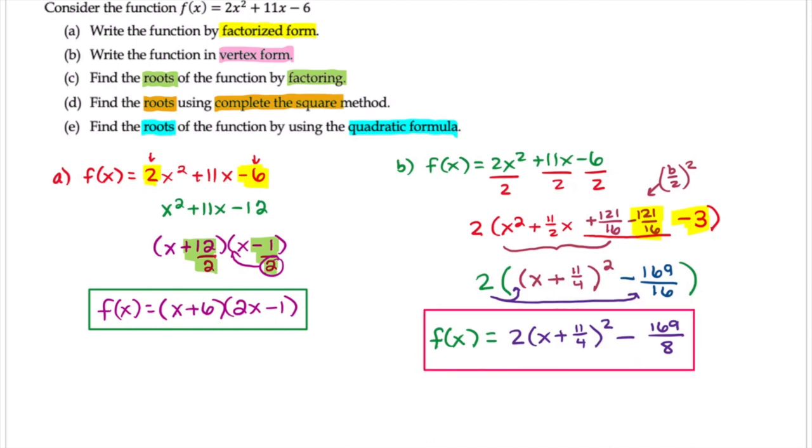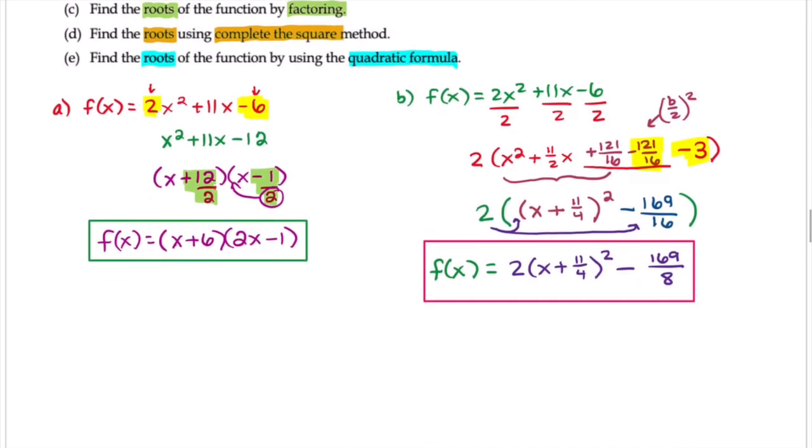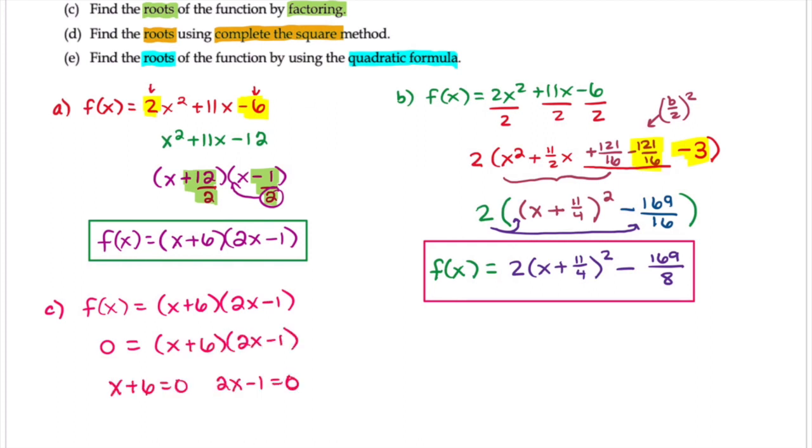All right, so parts C, D, and E are talking about the roots. So for part C, what we are going to do is we're going to take our factored form, which I have right above, and I'm just going to rewrite it. I'm going to set f of x equal to 0, and I'm going to solve for x. And we get x is equal to negative 6, or x can be equal to 1/2.